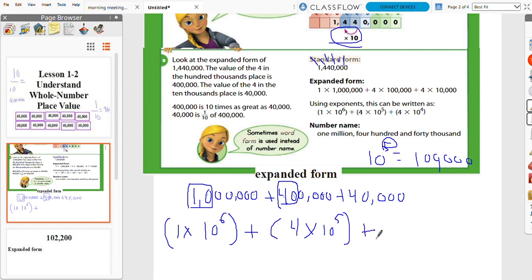And then plus 40,000. We'll think about 40,000 again. How many place values if you had to write that as an exponent? 10 to the what? 1, 2, 3, 4th. 10 to the 4th is 10,000. You have 40,000, so it's really 4 times 10 to the 4th.